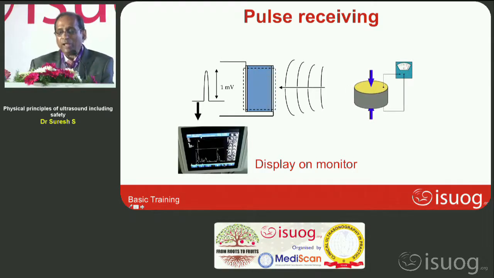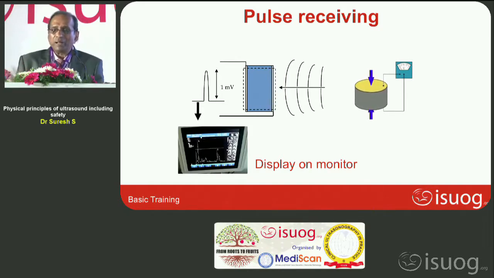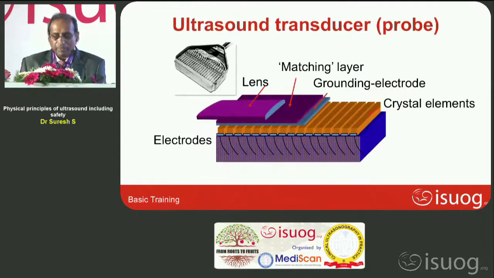So this is called the A mode, or the amplitude modulation. Whatever echoes are coming back are converted into signals which are translated onto the screen. Now, in modern day ultrasound, we don't use A mode for routine imaging. We use what is called B mode, or brightness modulation.